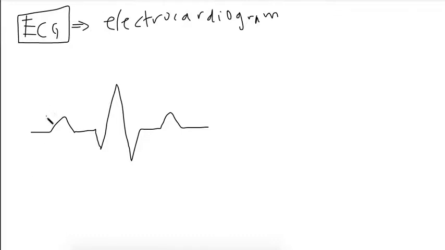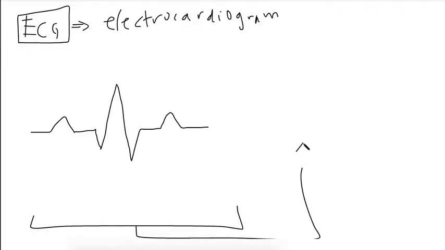Every single repeating pattern in an electrocardiogram is a representation of one full cardiac cycle. Let's just say that this is one full cardiac cycle. And then we can go ahead and label it. The first thing that we want to label is the P wave.